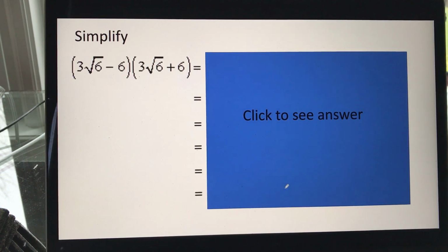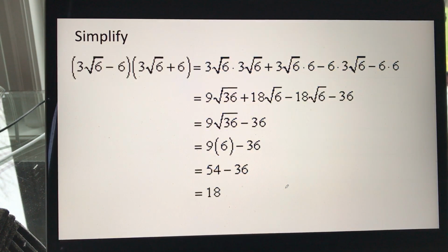Take a second and try this one. Okay, the answer, the same thing. We're going to FOIL this out first, outside, inside, last. There's some operations there for you to track, and then you should get 18.